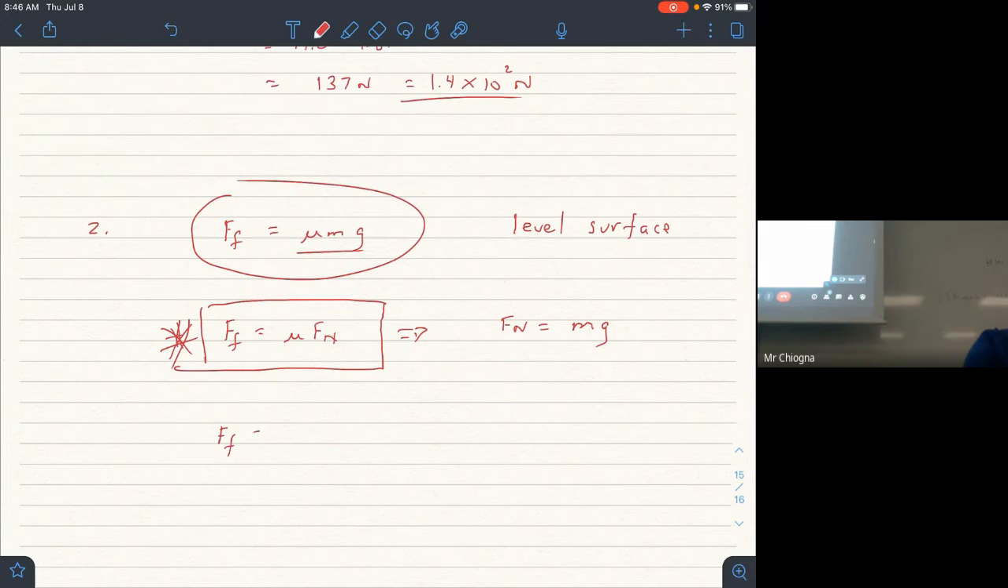So in this particular case, again, mu mg, where this is what we call the coefficient of friction. It's usually less than 1. It's usually a decimal. The measurement of how rough the surfaces are. M is mass. G is 9.81 on the Earth.